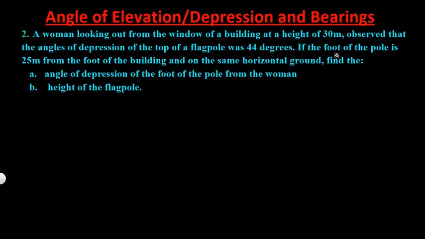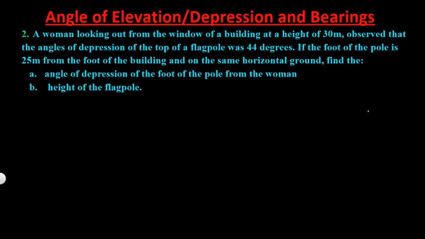In this situation, we are looking at a question that says a woman looking out from the window of a building at a height 30 meters observes the angle of depression of the top of a flagpole to be 44 degrees. If the foot of the pole is 25 meters from the foot of the building and on the same horizontal ground, find the angle of depression of the foot of the pole from the woman.